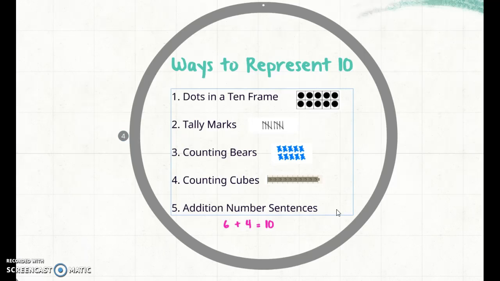Now we are going to use these visual representations to help us find another way to represent number 10. We are going to make addition number sentences that are equal to the number 10. For example, you could say 6 plus 4 equals 10.